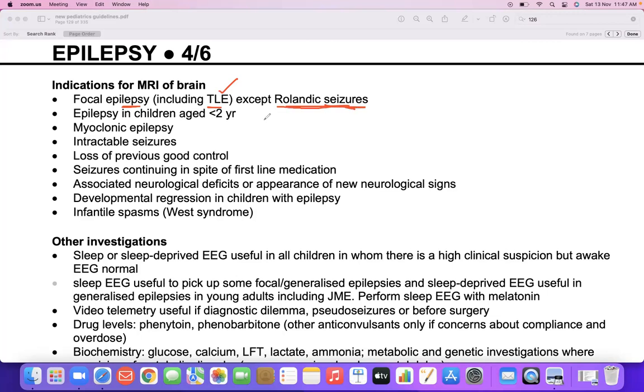And also any epilepsy in children: if the child's age is less than 2 years, any epilepsy you will go. Then myoclonic epilepsy, you will go. Loss of previous good control means the child was in good control, suddenly he has started seizures now. Then in such a case, even in primary epilepsy syndrome, maybe he had good control with drugs, but there is loss of control now.